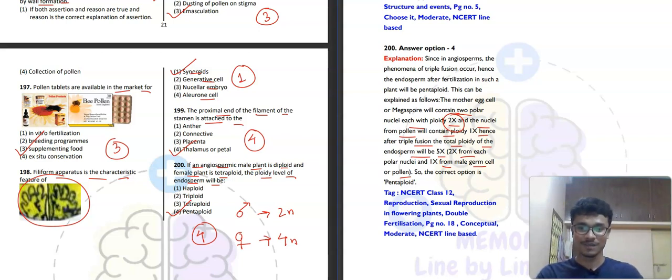This concludes the explanation from 151 to 200 questions for Biology second part. I hope you understand each and every question well. Make sure to read the NCERT and attempt the test. All the best.